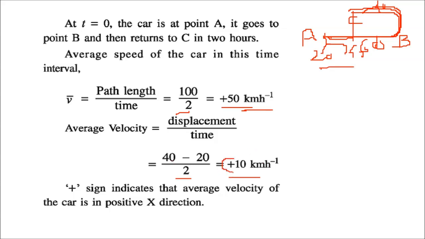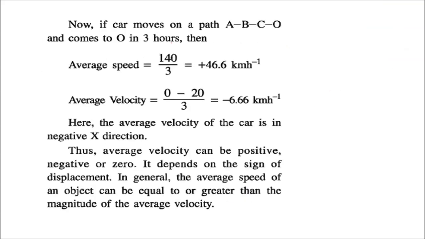And we need to understand the sign of the velocity, because the sign is very important. The sign says that the average velocity of the car is actually in the positive x direction. Now the car moves from A to B and comes back to O in 3 hours. Let us assume that the distance is 140, so we say 140 by 3. That is 46.6.